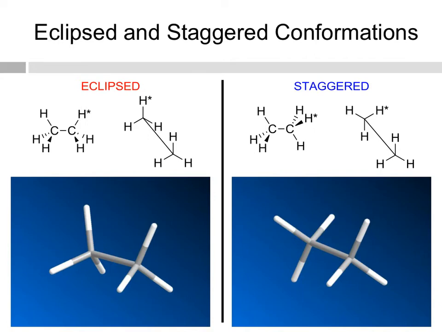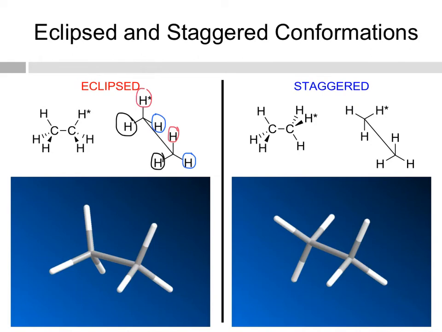What we've drawn is an eclipsed conformation and a staggered conformation. An eclipsed conformation is when each of these hydrogens, or whatever group they might be, are directly behind each other. That is, they're eclipsing each other. So these two are eclipsing each other. This one and this one. This one and this hydrogen here are also eclipsing each other. And this hydrogen here and this hydrogen here are eclipsing each other.